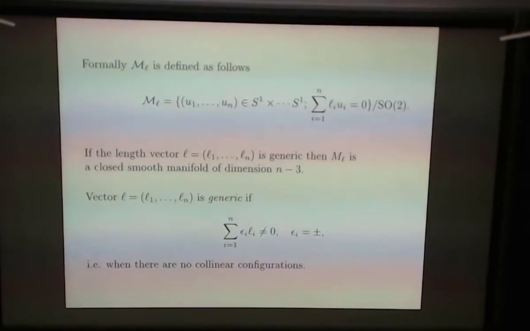Let's read this sentence here. It is a theorem, but we will not do any proofs here. If this vector, called the length vector, is generic, then this ML is a closed smooth manifold of dimension n-3. Let's skip what generic means; it doesn't matter for now.